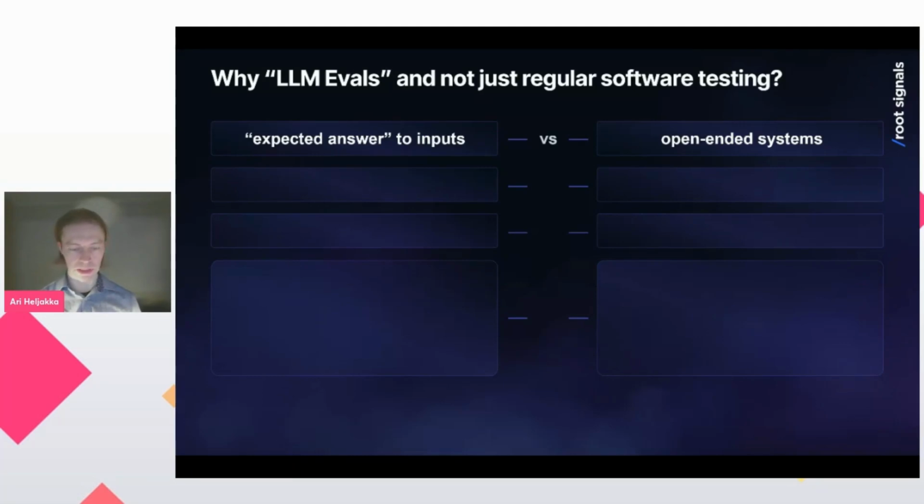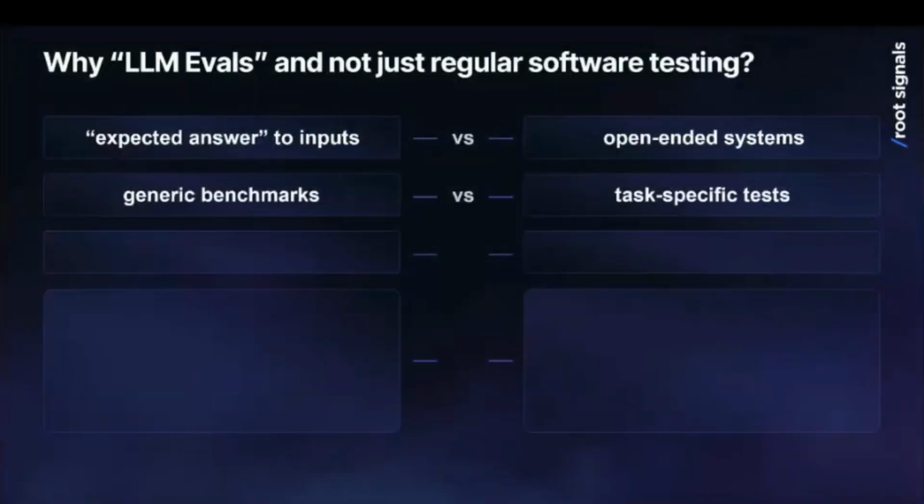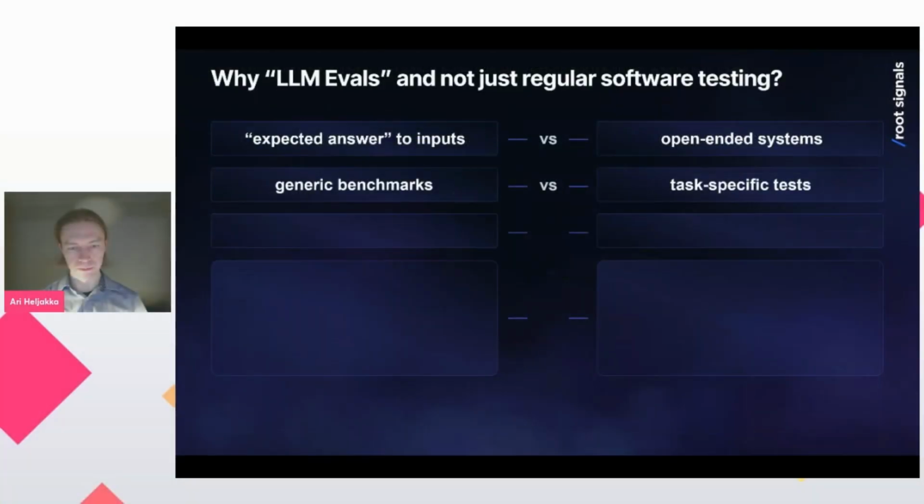We cannot test them by just looking at the output as a simple string comparison or even some kind of subset comparison. Also, we cannot just rely on generic benchmarks for evaluating large language models across the board. Instead, we need to look at task-specific tests. This means that we need to specifically look at how they perform for a specific task that you are interested in, and not across every possible task in that domain.